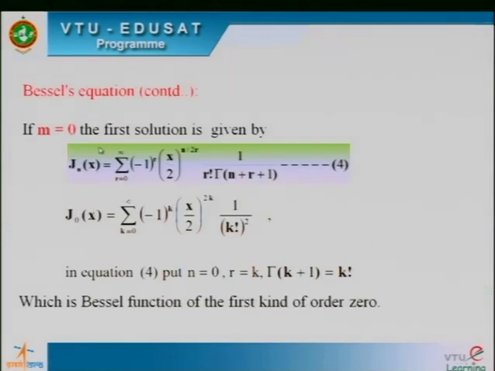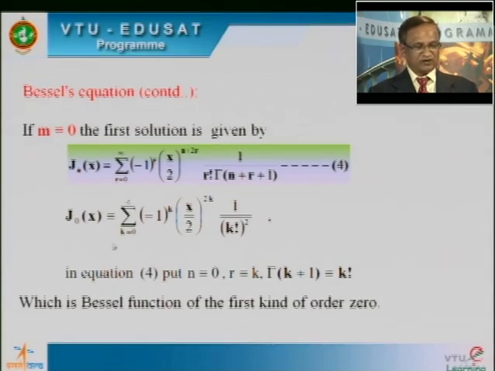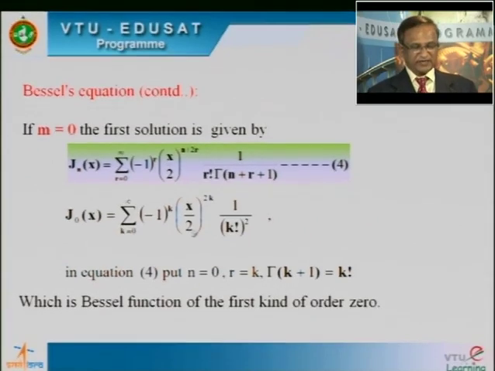Suppose m is equal to 0. The first solution is given by J_n(x) equals summation of (-1)^r (x/2)^(n+2r) into 1 divided by r factorial gamma of (n+r+1). So when we replace n by 0, you will get J_0(x) equals summation k varies from 0 to infinity (-1)^k (x/2)^(2k) into 1 divided by (k factorial) whole square.